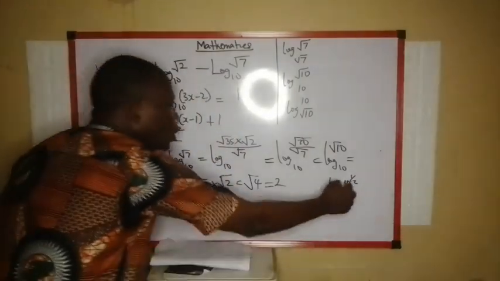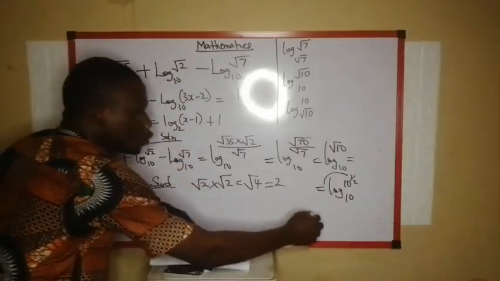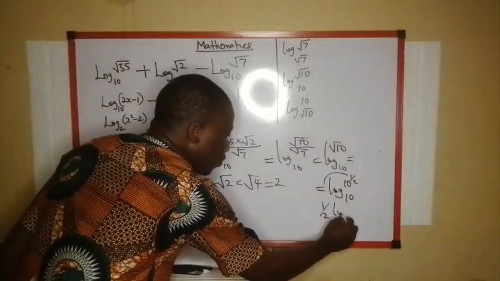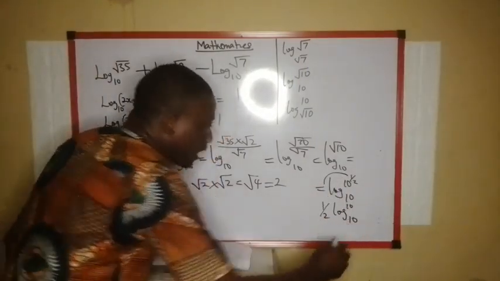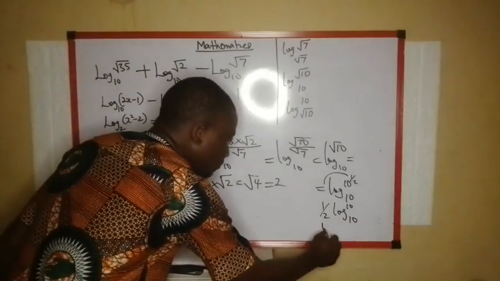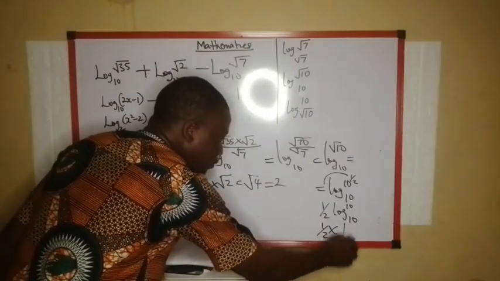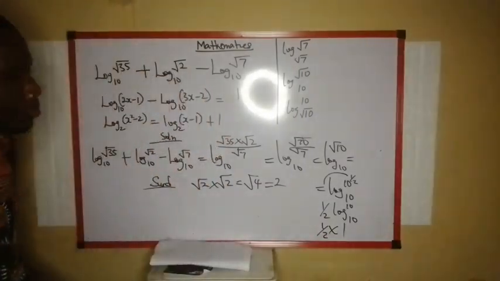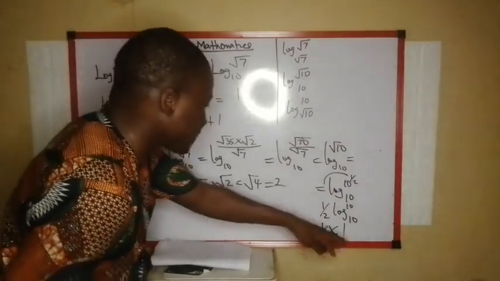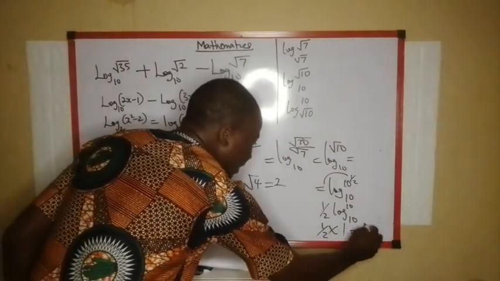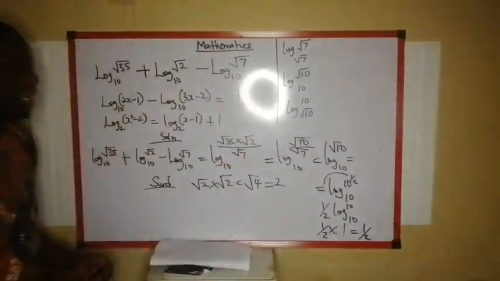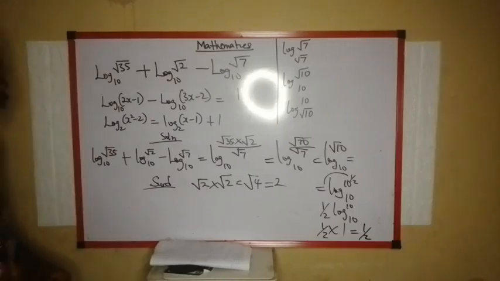And I told you in logarithm, you must take it back. So meaning that you have half log 10 base 10. And what's half log 10 base 10? It is half times 1, because log to its own base is 1. So we have half times 1, which is half, which is 1 over 2.